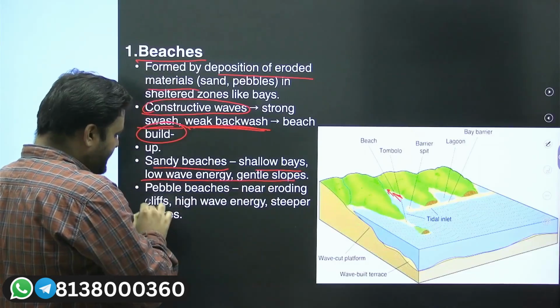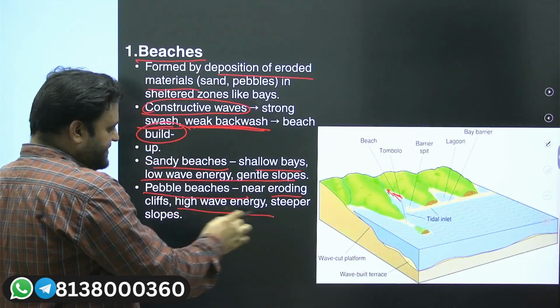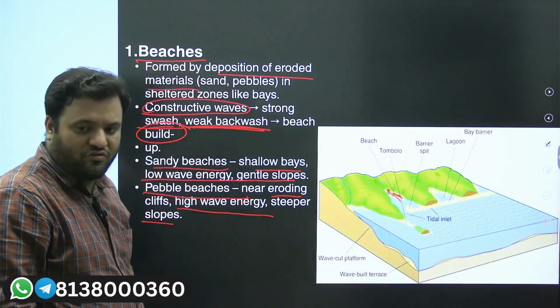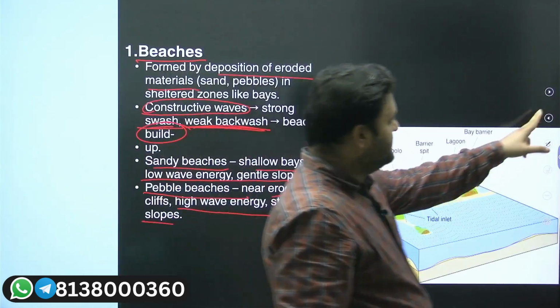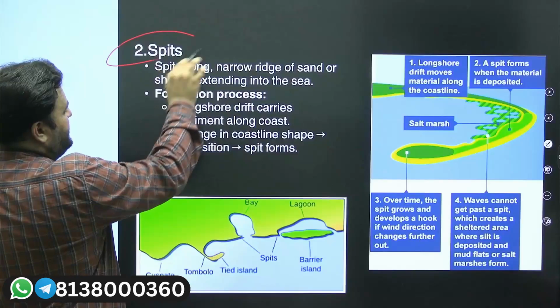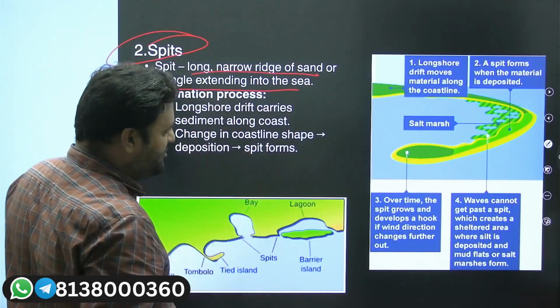gentle slopes, and pebble patches near the eroding cliffs, and high wave energy near these beach floors, near these beach surfaces. Then we have one landform, the spit. Spit means a long narrow ridge of sand or shingle extending into the sea.